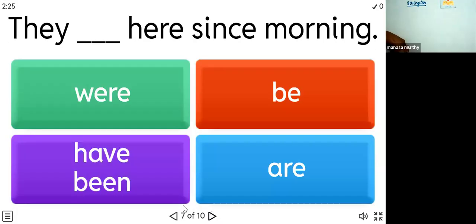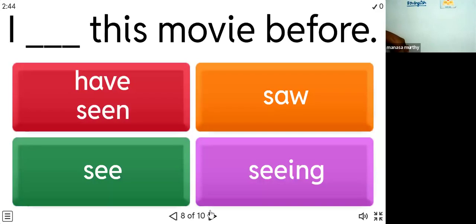They dash here since morning. They were here since morning. Be here since morning. Have been, are here. They have been here since morning. I dashed this movie before. I have seen this movie before. Have seen, saw, see, seeing.